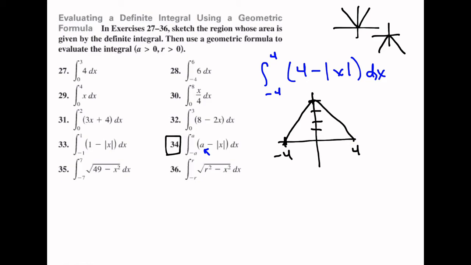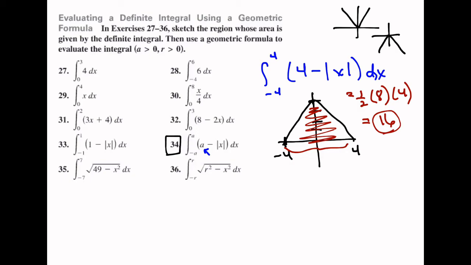Alright, so what do I have now for a shape? Well, I just have a big giant triangle. So this area is 1/2 times the base. You see the whole base is 8, right? Times the height. And that's half of 32, which is 16.